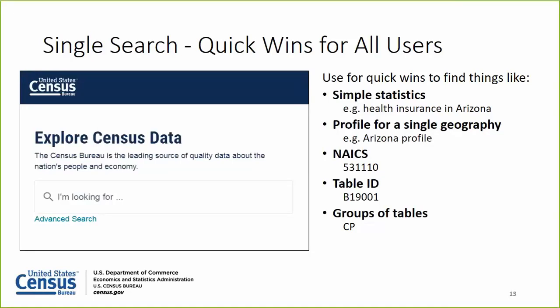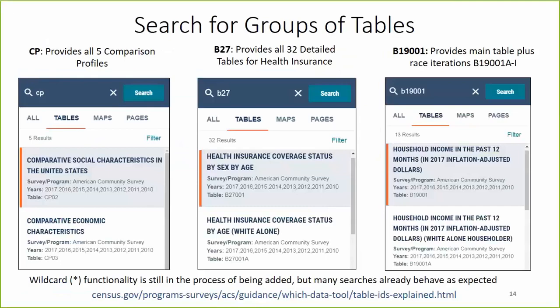We also recommend single search as quick wins for expert users when you know exactly what you want, like that particular industry code, table ID, or groups of tables. Taking a look at some of those examples here in action, on the left-hand side is an example of typing in CP in that single search, which would give you all 5 results for the comparison profiles. Know that particularly for members of the media, this allows you to take a look at a geography over time and how statistics have changed.